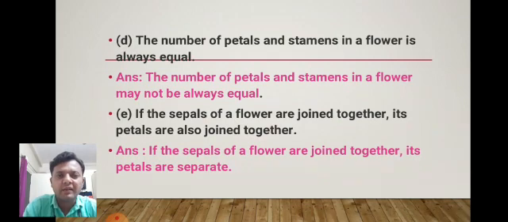Next, D: the number of petals and stamens in a flower is always equal. No, the answer is: the number of petals and stamens in a flower may or may not be equal. They are not always equal. E: if the sepals of a flower are joined together, its petals are also joined together. No, the statement is wrong. If the sepals of a flower are joined together, its petals are separate.